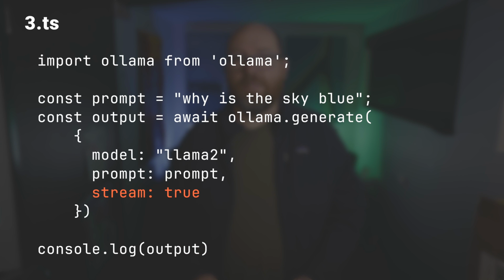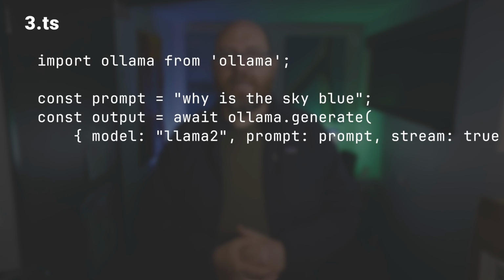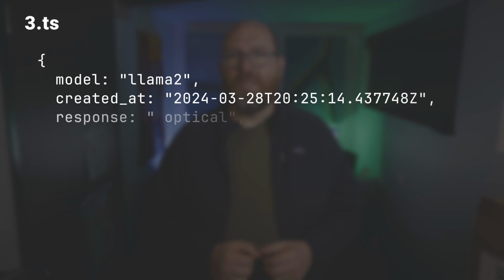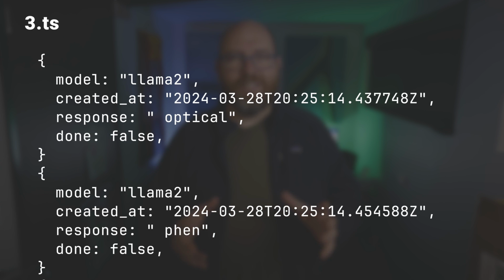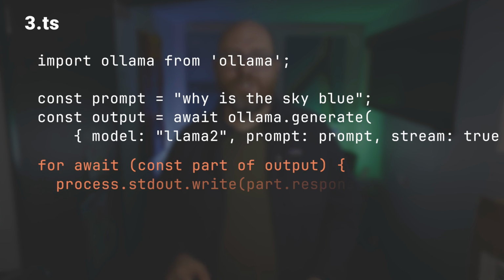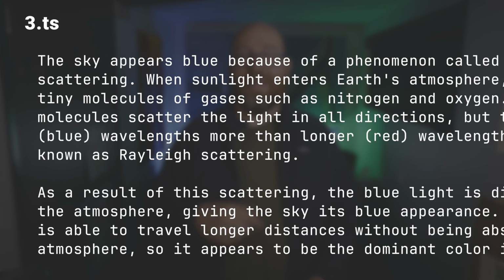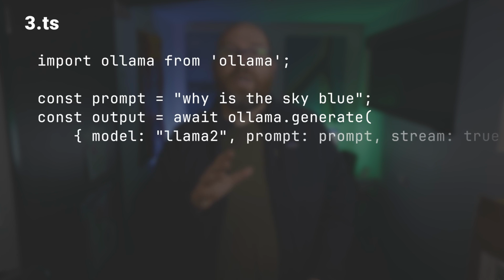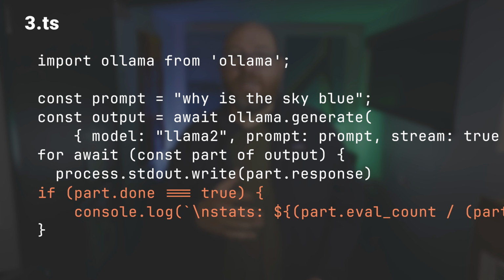So add stream set to true in 3.ts, but we don't get much of a response. So let's iterate through the parts of the output and write that out. But that's a bit hard to watch. So swap out console.log for process.stdout.write with just the token, and that looks a lot better. We can add the stats at the end by looking for done is true. Durations in Ollama are measured in nanoseconds, so we need to multiply it to be useful.